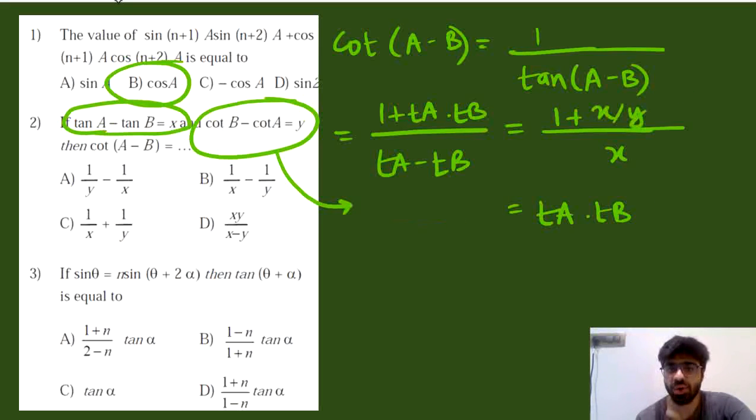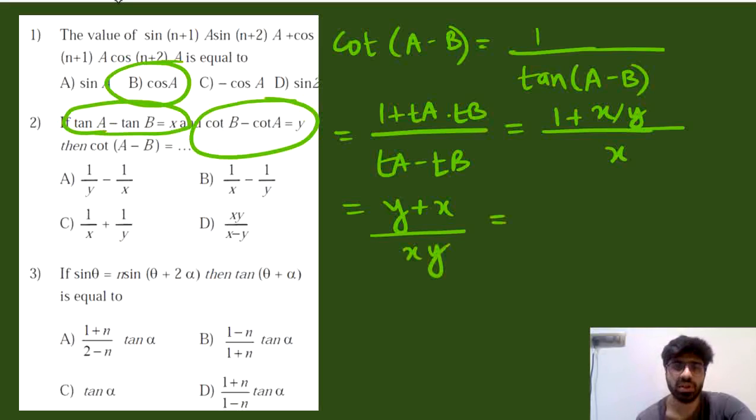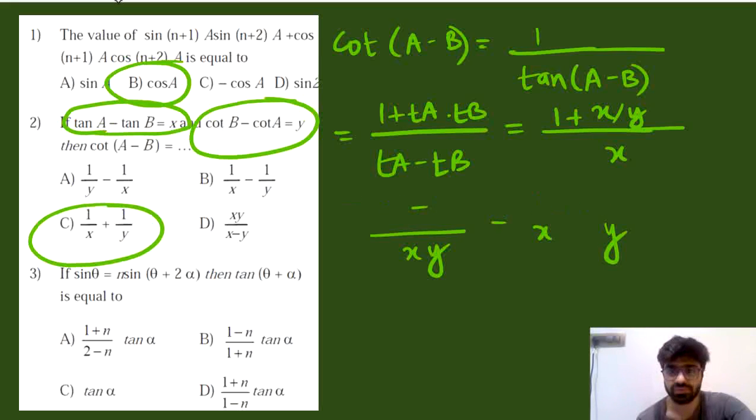So that's the value of our expression, 1 plus x upon y, the whole divided by x. If we simplify it, it will be (y plus x) upon y, upon x. So that makes it upon xy. And if you split the two terms, you have y upon xy, which is 1 upon x, plus x upon xy, which is 1 upon y, making option C the right answer.